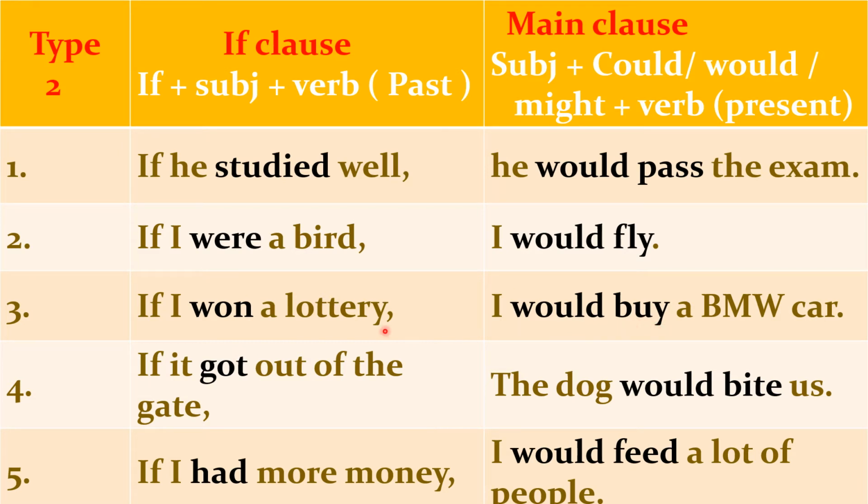The next one, if it got out of the gate, the dog would bite us. If plus subject plus past tense, here also subject plus would plus base form of the verb. If I had more money, I would feed a lot of people.